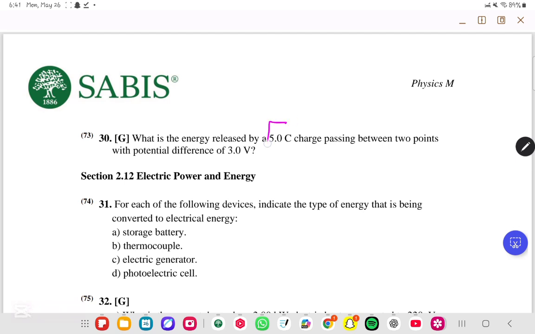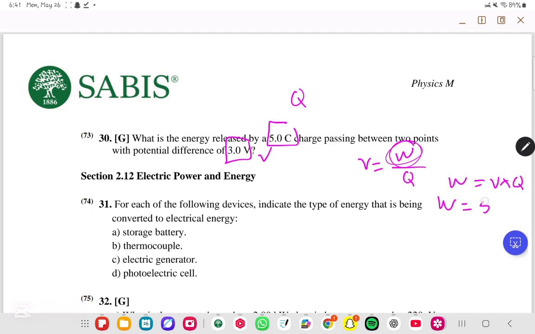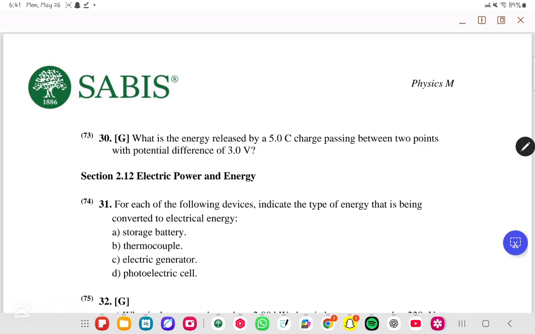What is the energy released by 5 coulomb? This is the quantity Q, the charge passing between 2 points with a potential difference of 3 volts. This is the voltage. Again, they need the energy. What's the equation? V is equal to W over Q. You need W, so W is equal to V times Q. W will be equal to 5 times 3, so it's going to be what? 15 joules. Do not forget the unit.